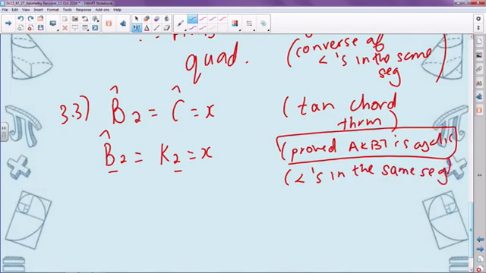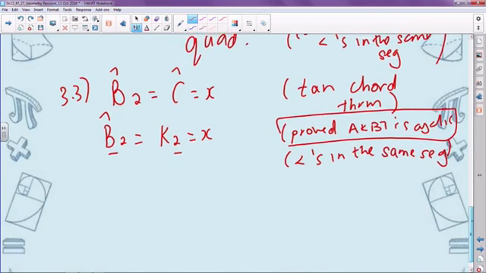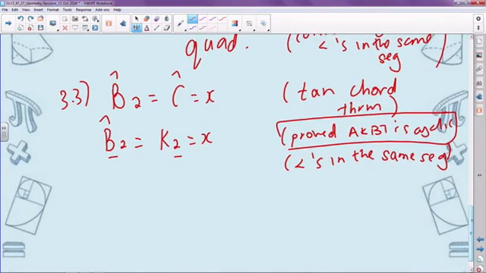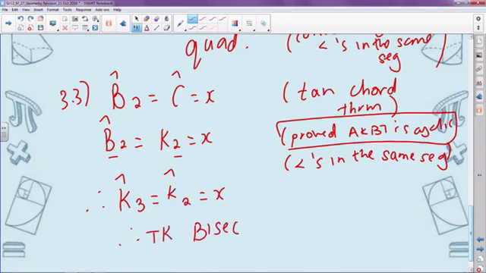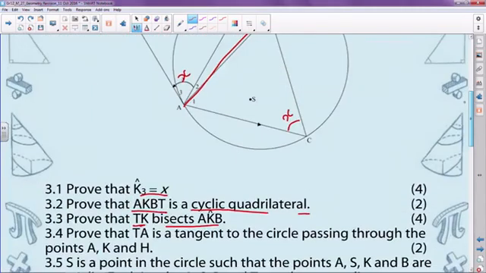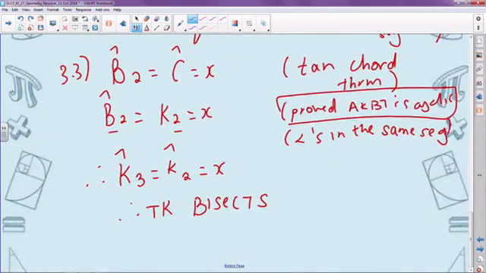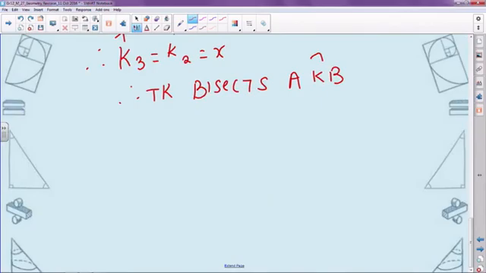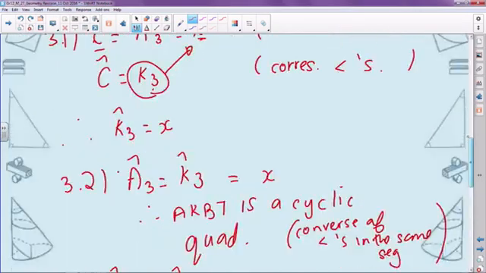All right, so B2 is equal to K2 is equal to x, and therefore angle K3 is equal to angle K2, which is equal to x. So we can say, therefore, line TK bisects angle, and how did they say it? They said AKB. So TK bisects angle AKB, since both K3 and K2 are equal to x.